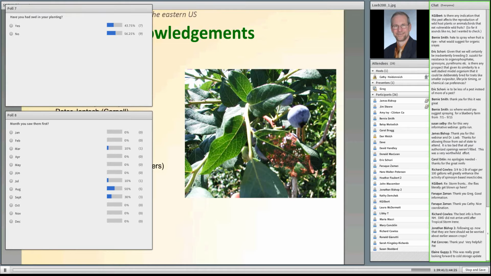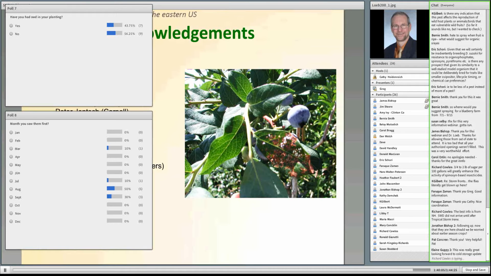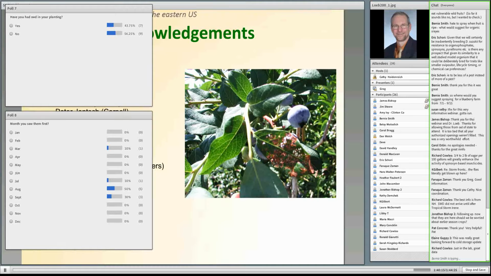Dropping down, Richard Cowles has a comment. He's saying 3/4 to 2 pounds of sugar per 100 gallons will greatly enhance the activity of spinosyn-based insecticides. Thank you, Richard. And I don't know if, Richard, you're still with us and can comment. I believe that's based on a lot of your lab work. I don't know if you've had a chance to try that under field conditions, but I know that you have had pretty striking results in the lab. And like I said, we have plans to try this out under field conditions this year.